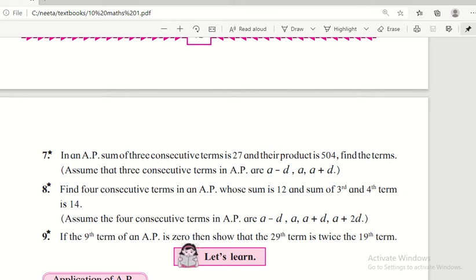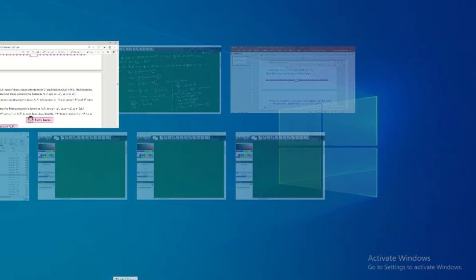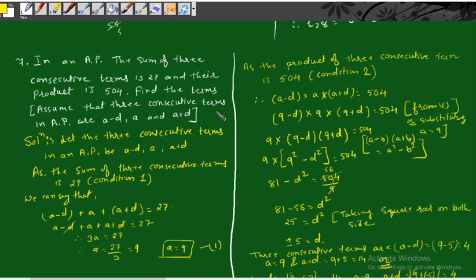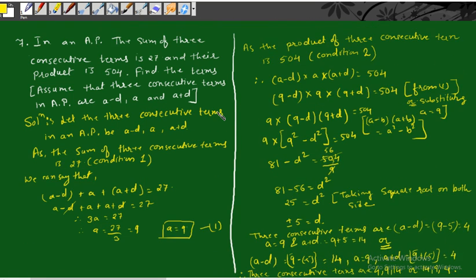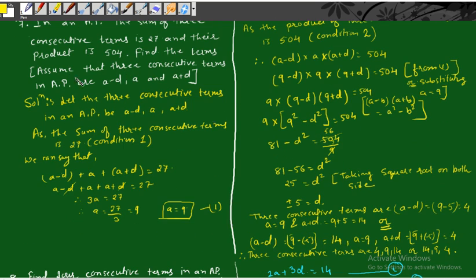Okay, so as we had given that we have to assume the terms, we have to take a minus d, a and a plus d. Okay, so we are assuming that let the three consecutive terms in an AP be a minus d, a and a plus d.